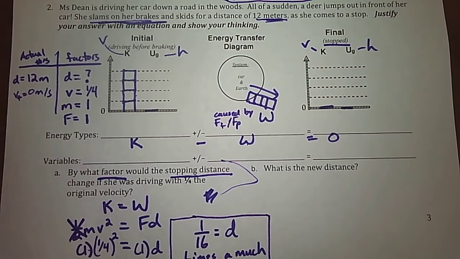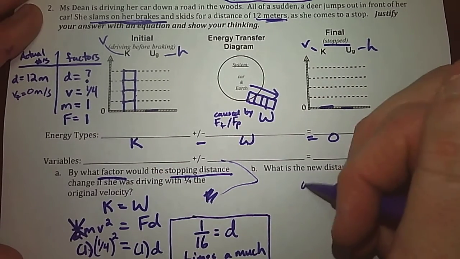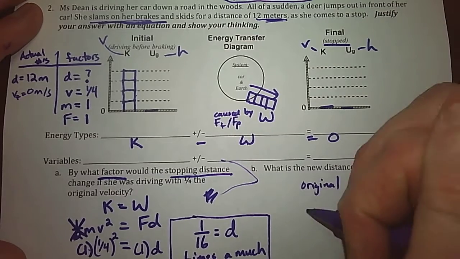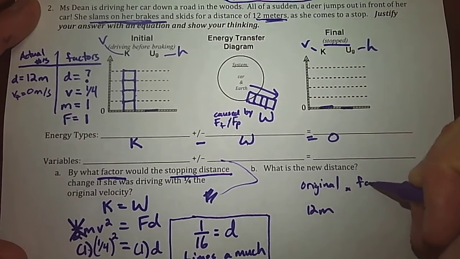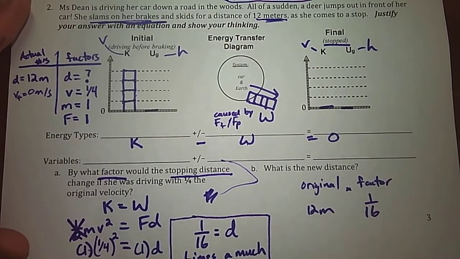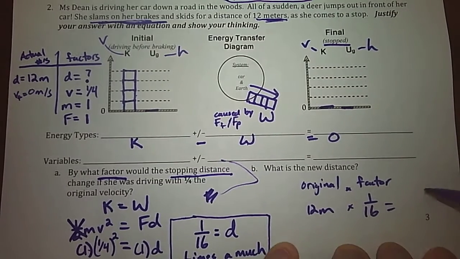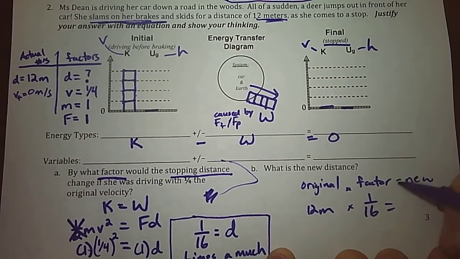All right. So what's the new distance? Well, if it originally took her 12 meters to stop, I'm going to multiply that by my factor, which is 1/16. And then what we end up getting is 12 times 1/16. You do this in your calculator. You're going to get the new value to be 0.75 meters.